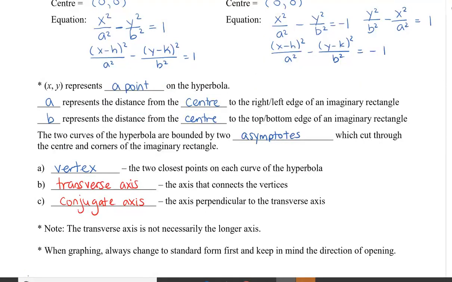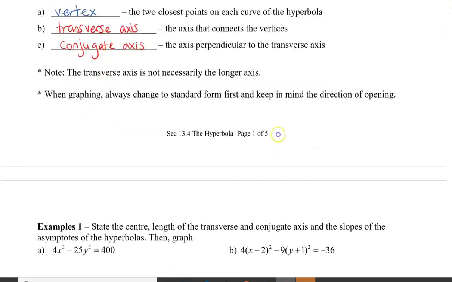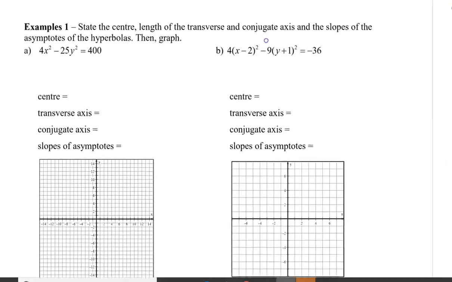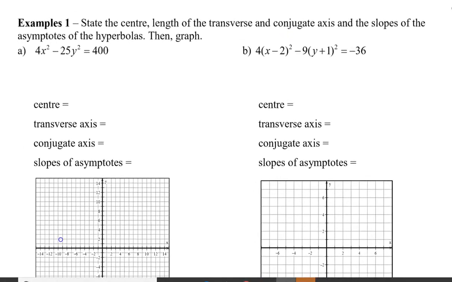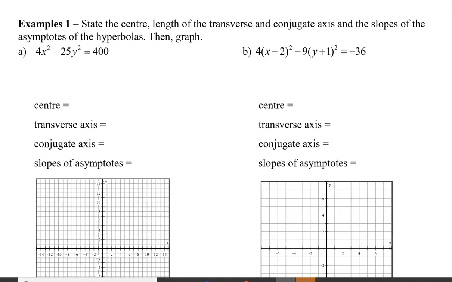All right, now that we've looked at all the different features, let's graph some hyperbolas. So let's enlarge this a little bit so it's easier to see. All right, so we're going to graph these two hyperbolas, but we're also going to state the center, the length of the transverse and conjugate axis, and the slopes of the asymptotes. Now, we can see that for both of these equations, they don't equal 1, so they are not in standard form. So the first thing that we need to do is actually to change to standard form, and we'll do that by dividing by the constant.